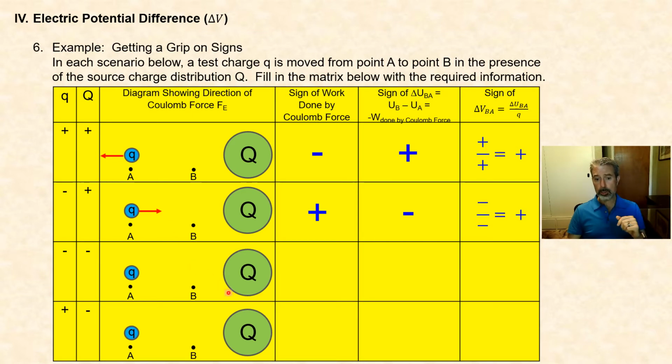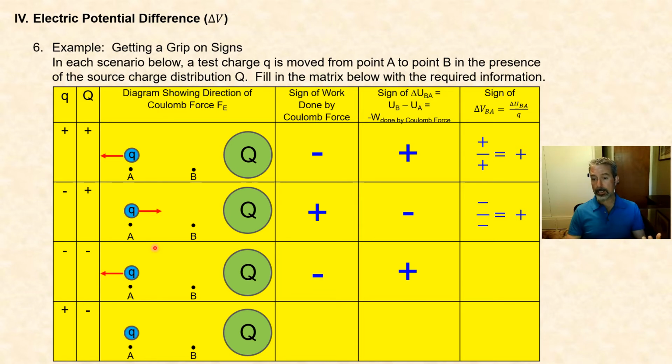For the next 2 situations, we're looking at a negative source charge distribution, so big Q is negative. We'll now start with the case where the field charge is also negative. Knowing that like charges repel, the Coulomb force is to the left, yet the displacement is to the right. So that means that there's a negative amount of work done by the Coulomb force. The change in electric potential energy is simply the opposite of that work done, so it's going to be positive.